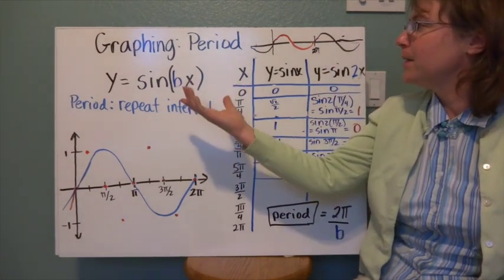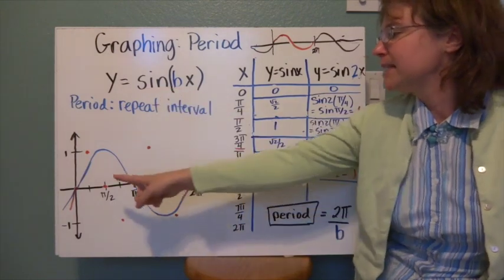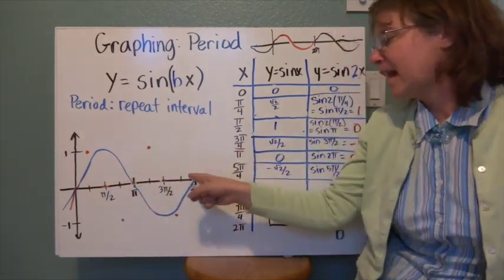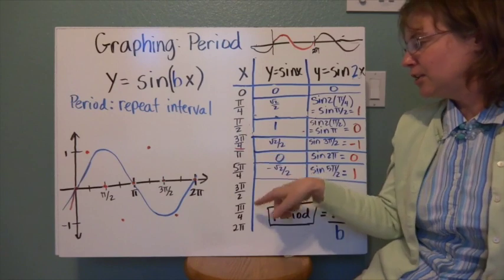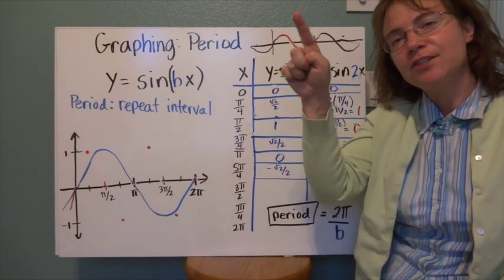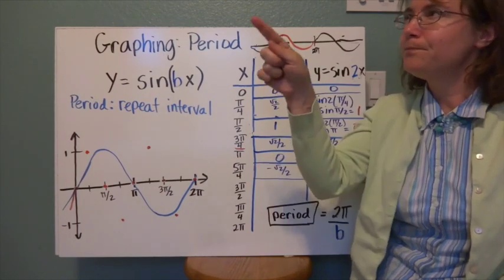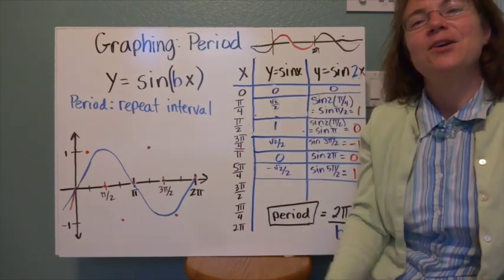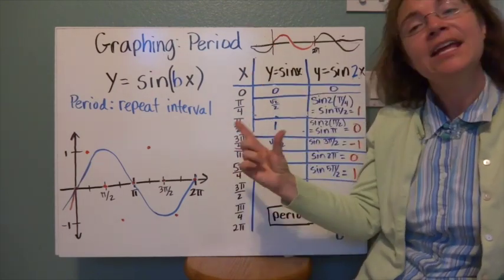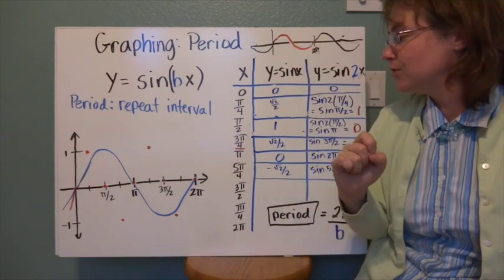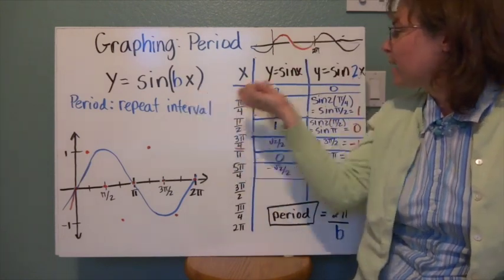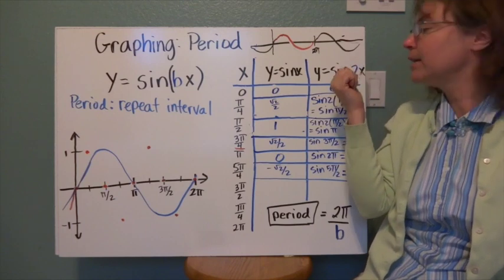So looking at this period, we know that y equals sine of x repeats after 2 pi. So it'll continue to go through that. And that's because as you go around the unit circle and you continue to go around again, you're going to hit those same height values. So let's look at what happens if we change the period.